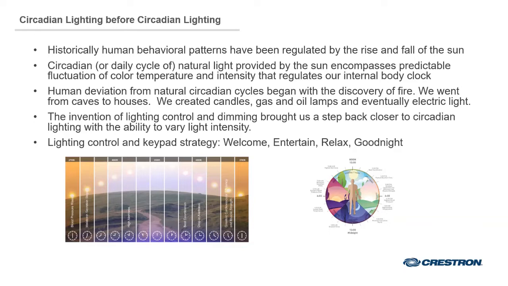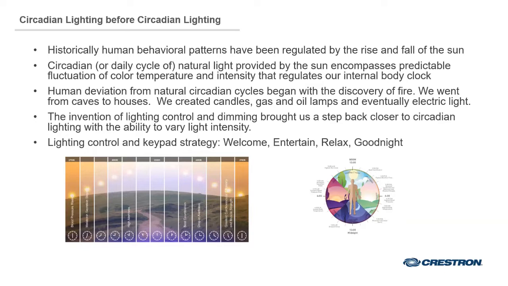Human deviation from the circadian cycle actually started as far back as the caveman's first evening fire. Much later, we moved indoors, and our light sources evolved from candles to oil lamps to electric lights, and in the process, we moved further away from the circadian cycle. With the invention of electric light dimming and lighting control systems, we started a move back towards circadian lighting.